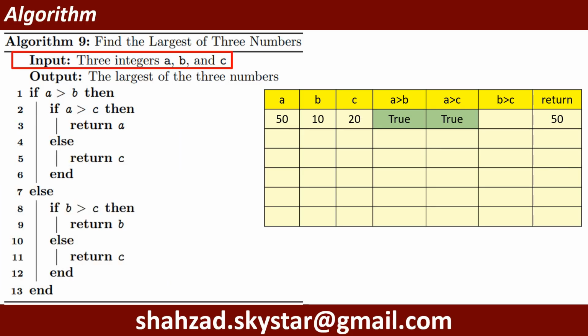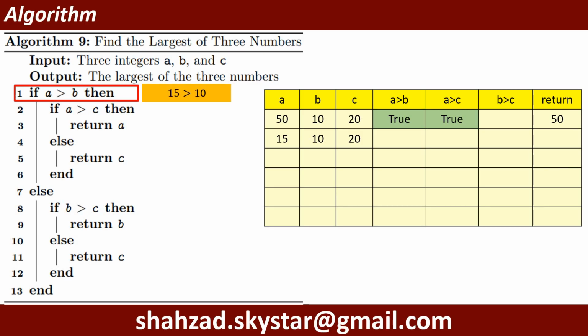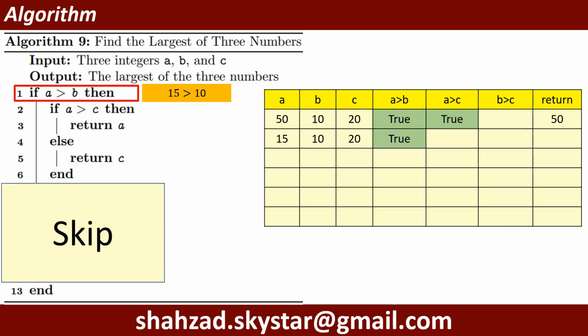Now we will take another example in which value of a is 15, value of b is 10, value of c is 20. I'm going to check a greater than b, meaning 15 greater than 10. Yes, this condition is true. In case of true, again the else part of the program will be skipped, because this is the outer if and else, and one of the parts will be executed. Now in this case, the else part is going to be skipped according to this condition, 15 greater than 10.